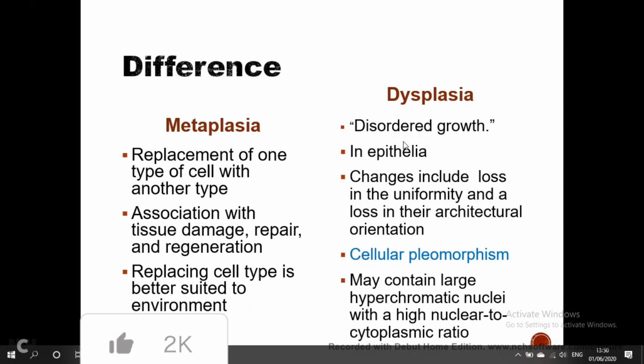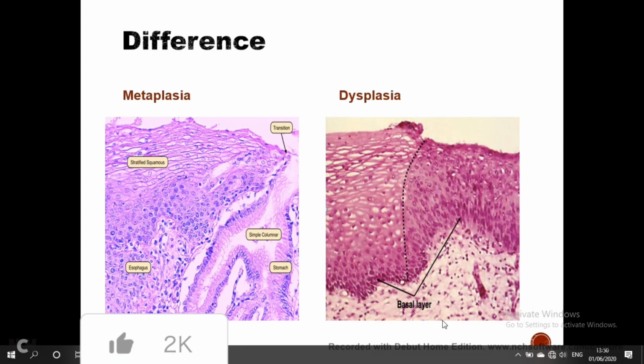It does not occur in parenchymatous, mesenchymal tissues. And then you can see that changes include loss in the uniformity and loss in the architectural orientation, as we just discussed in detail through the pictures. And in dysplasia, the cells show a lot of pleomorphism, yes. And then they may also contain large hyperchromatic nuclei with a high nuclear to cytoplasmic ratio.